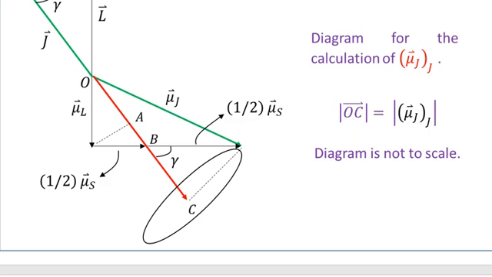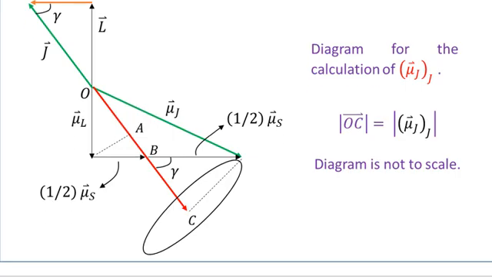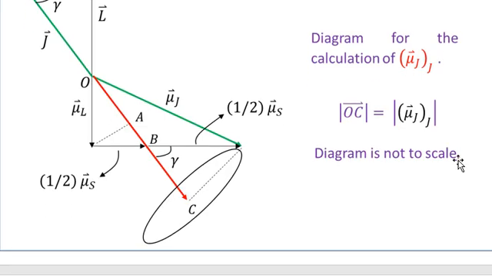And the diagram is not to scale. This diagram is just drawn to show you the concept, but the things are not to scale, because some vectors will be larger, some vectors will be smaller in size. So we have to determine the vector OC. If I determine the length of the vector OC, it means that I would be able to calculate the magnitude of the mu Jj vector.